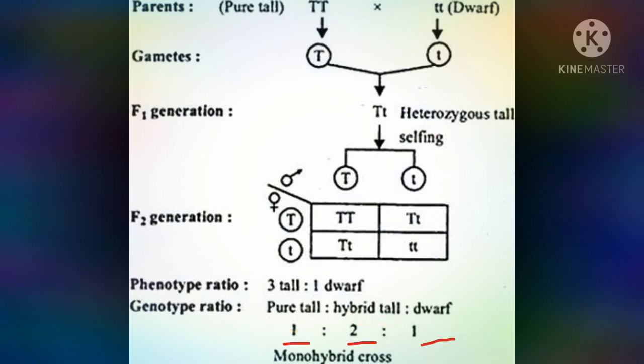So the ratio of pure tall to hybrid tall to dwarf is 1:2:1. This is called the genotypic ratio, but the phenotypic ratio is 3:1, which is called the monohybrid ratio. Thus the monohybrid ratio is defined as the phenotypic ratio of the different types of offspring, that is dominant and recessive, obtained in the F2 generation of a monohybrid cross. So it is 3:1 in all Mendelian crosses. Whatever the traits are, the monohybrid ratio is always 3:1 in the F2 generation.